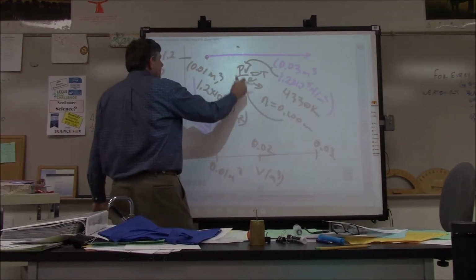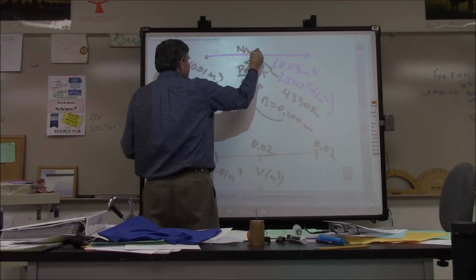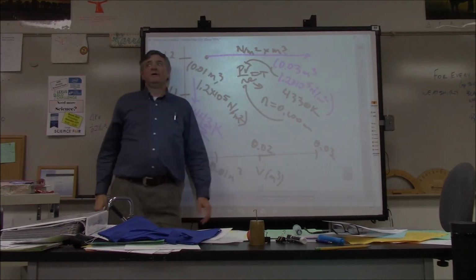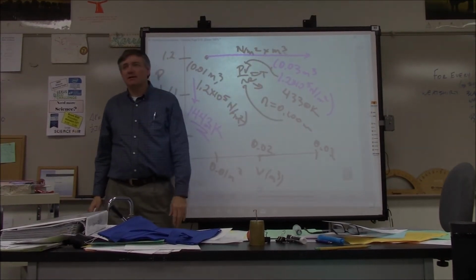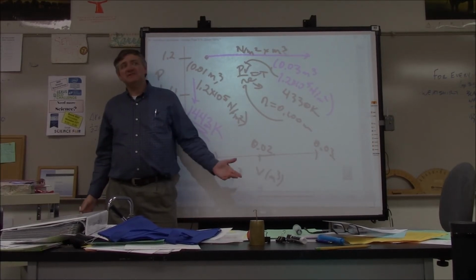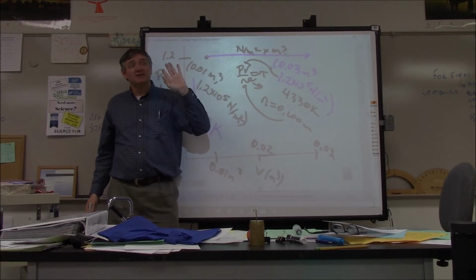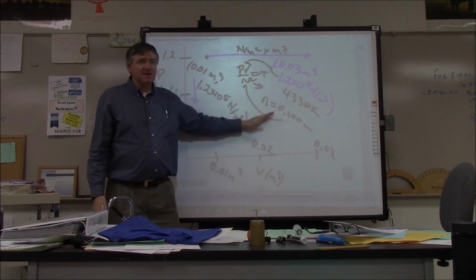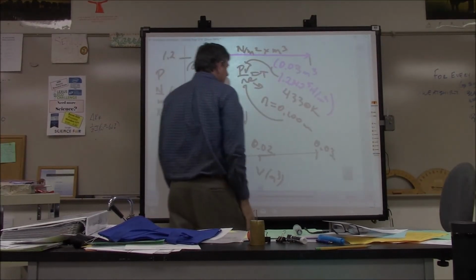So when I find this area, I'm going to take a pressure, which is in newtons per square meter, and multiply that by cubic meters. So what units do I get for the area underneath this line? Joules, because it's newton meters. So the area underneath the pressure volume graph represents work. This whole thing is what I'm going to find.